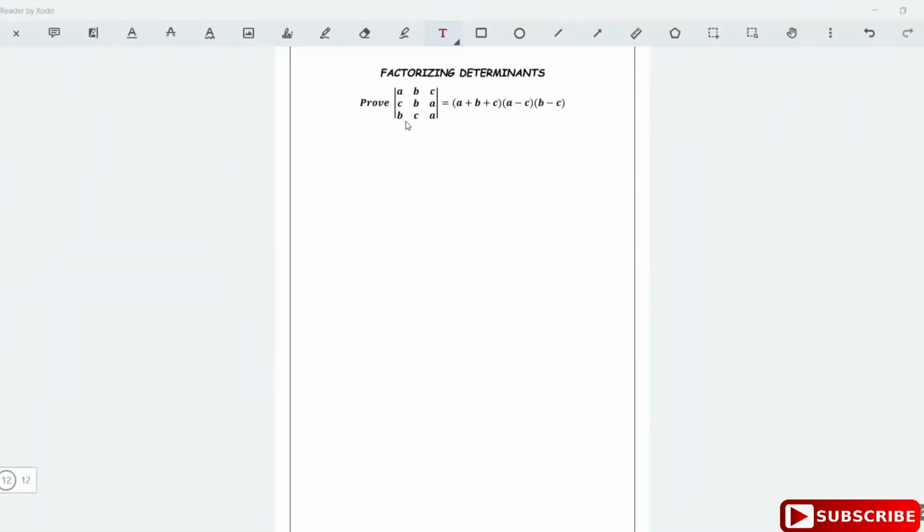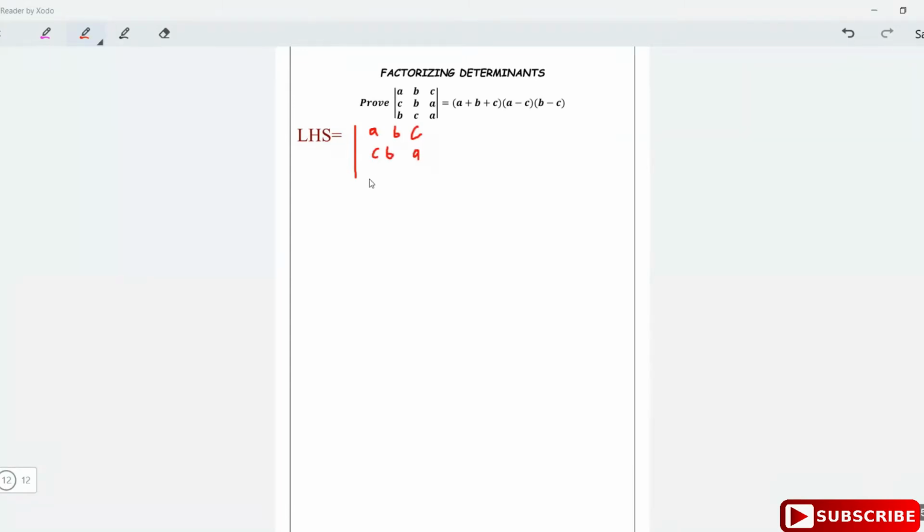Stuff like proving this equals this. So look at this now. Prove that this equals this. You always prove from left to right. So we're going to prove from our left hand side, and we need to prove that the determinant of A, B, C, C, B, A, and B, C, A works out to be this. So let's go ahead and do that.